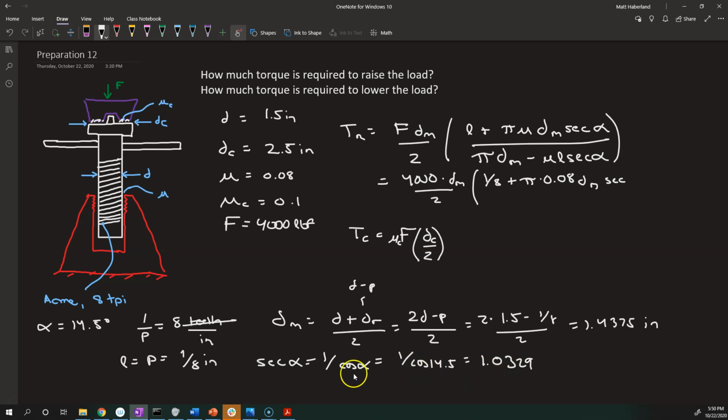For square threads, cosine of 0 degrees, alpha is going to be 0 degrees. It's going to be 1 over 1. This will just be 1. It doesn't increase the friction anymore. So the greater your alpha angle, your thread angle, the more friction you're going to end up having. You can see that you would have more for the 30-degree thread angle that you have for fastener screws. That's why they use shallower thread angles for power screws to have less friction. So in place of secant alpha, I'll just put 1.03.